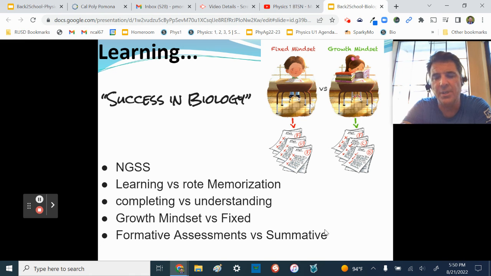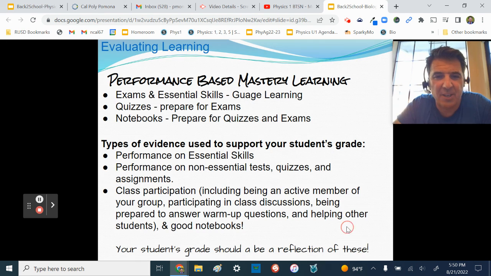In a certain sense, all of our tests are formative because they can always retake them. In fact, they have to retake them if they fail them, being that they are essential skills in a mastery-based learning environment. So formative versus summative assessments.